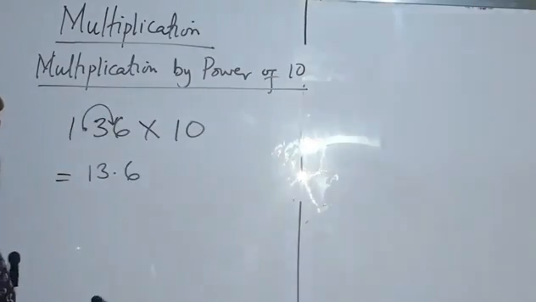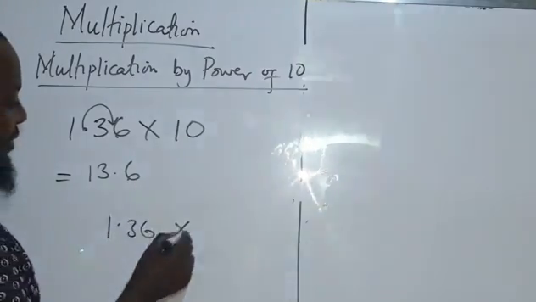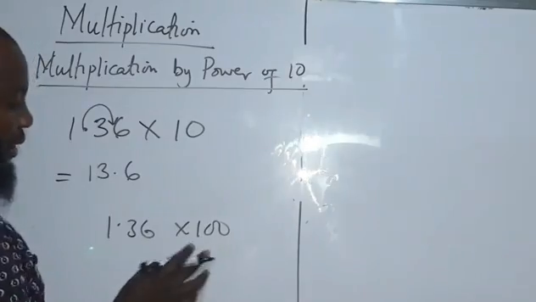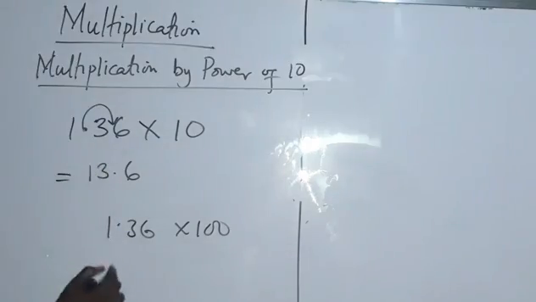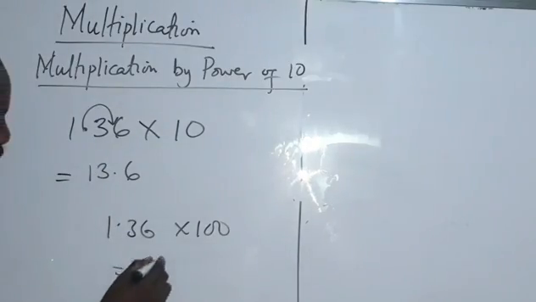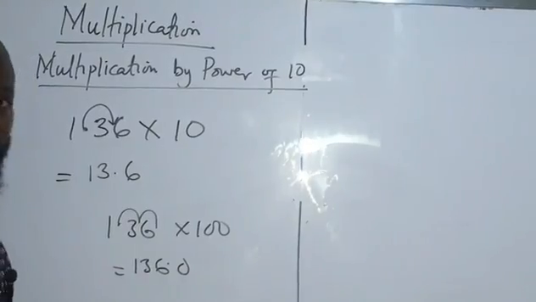Simple. So if it is 1.36 times 100, how many zeros do we have here? We have 2. So which means you move it how many times? Twice. So this will give you 1, 3, 6. You have 1, 2. So it's coming here, which is same thing as 136. I believe this is very clear.